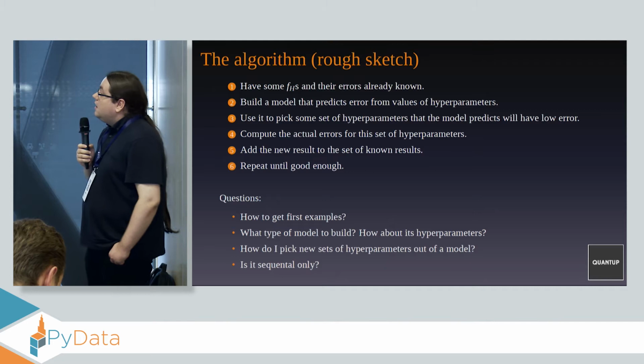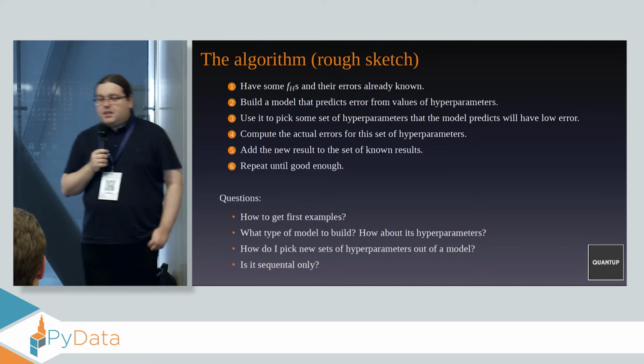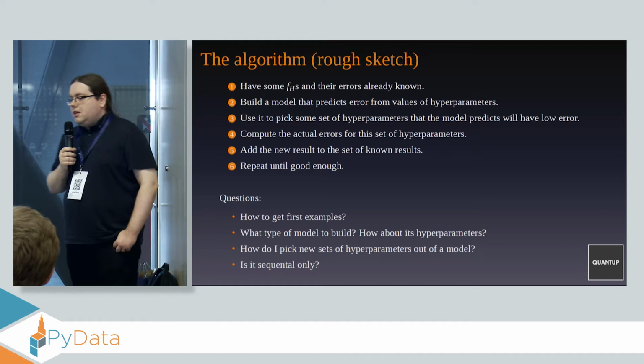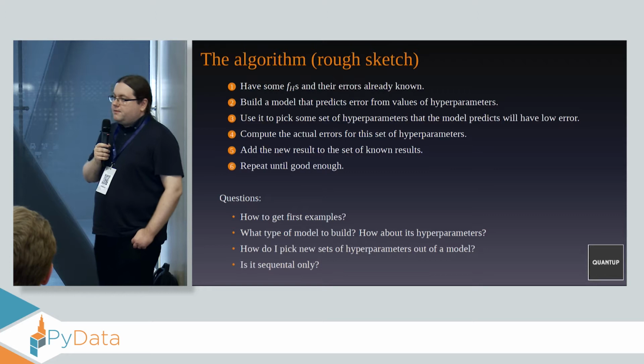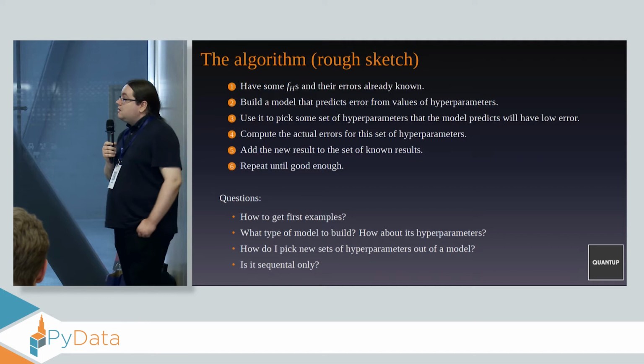Okay, let's say we already have some supervised model that predicts errors. How do we pick new hyperparameters? Again, the usual idea is to just sample at random from the whole space of hyperparameters. Let's say use the model to predict 1,000 hyperparameter sets and pick the one that scores the best.